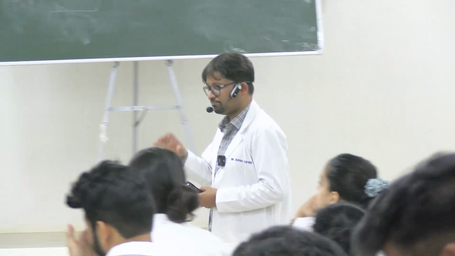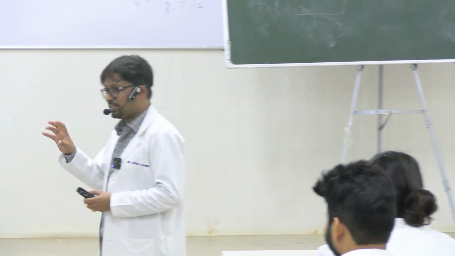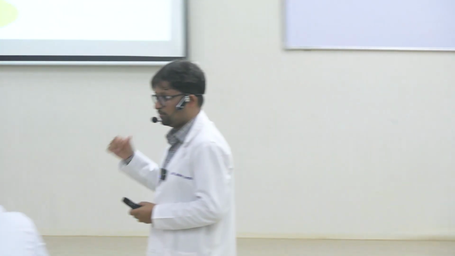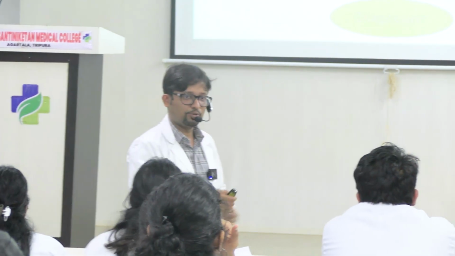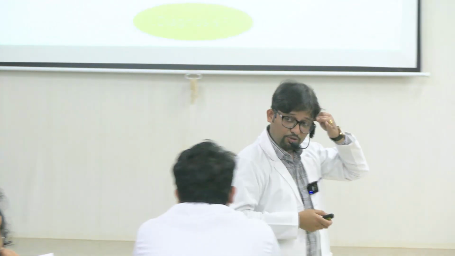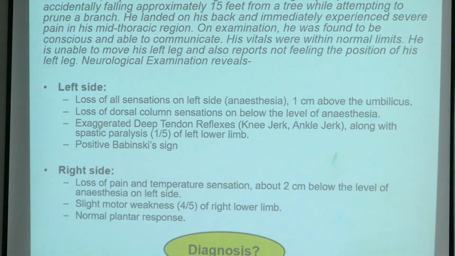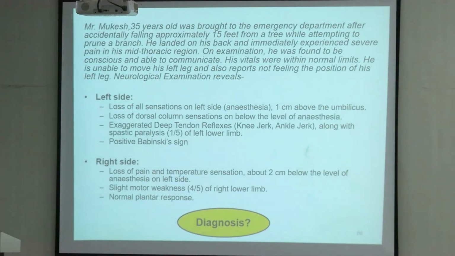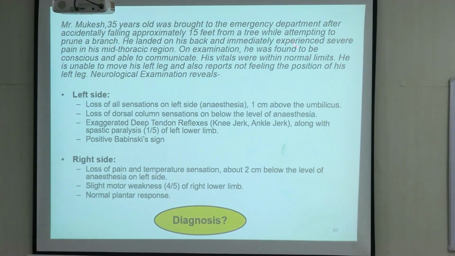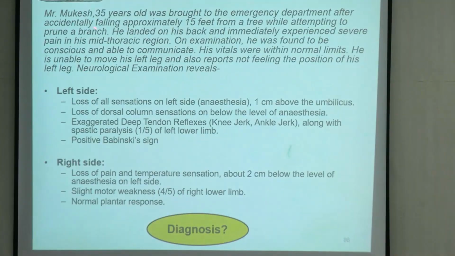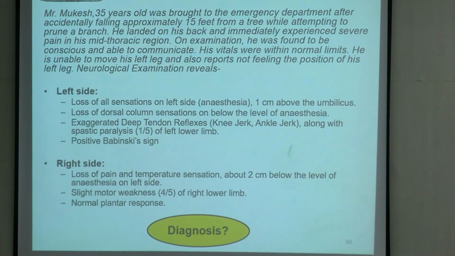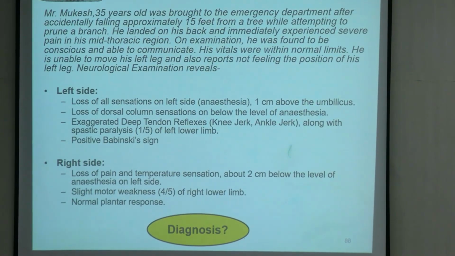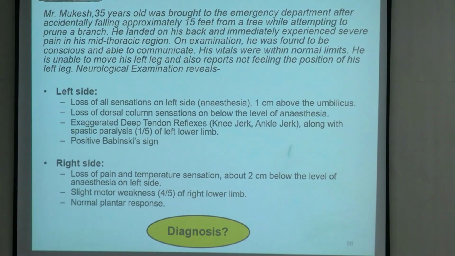So having known the motor patterns now, we'll discuss one particular clinical scenario, right? This has both sensory as well as motor features. You find a patient brought to the emergency after an accidental fall from a tree, and he landed on his back, immediately experiencing severe pain in the mid-thoracic region, right? Severe pain, why? This could be because of a fracture now, right? If you fall on your back, you might as well get a fracture. This will cause a pain.